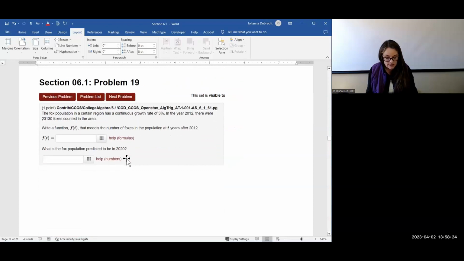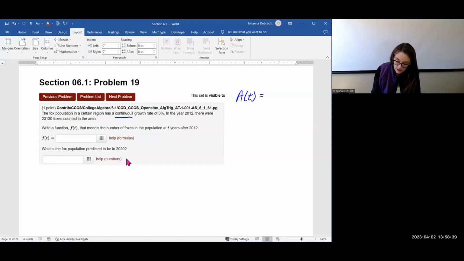Okay, let's take a look at problem 19. The fox population in a certain region has a continuous growth rate, continuous. When it says continuous, then you know you have A as a function of t is equal to A e to the rt power, or P e to the rt if you're doing money. So we have some initial value times e to the rt.